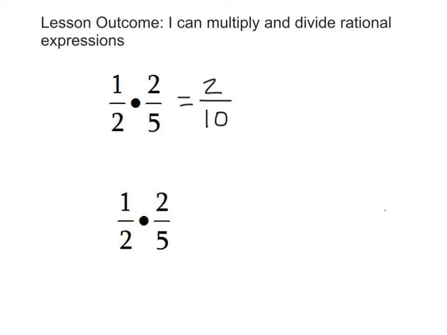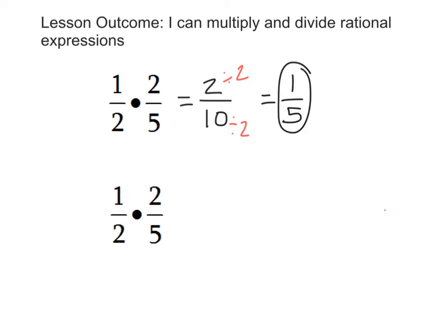And 2/10 is technically the correct answer, but it is not as simplified as possible. To simplify this, we can divide the top by 2 and the bottom by 2. They are both divisible by the same factor. So 2 divided by 2 is 1, and 10 divided by 2 is 5, and we have arrived at our final answer, the most simplified answer.